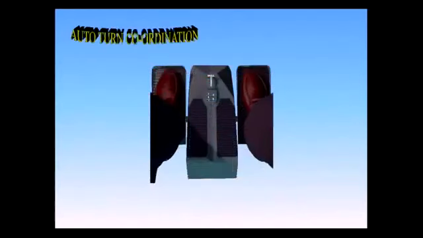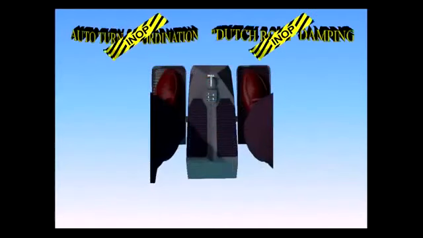Automatic turn coordination and yaw damping are also lost. Any necessary yaw control must be made directly through the rudder pedals.